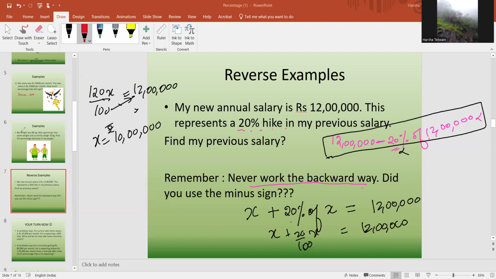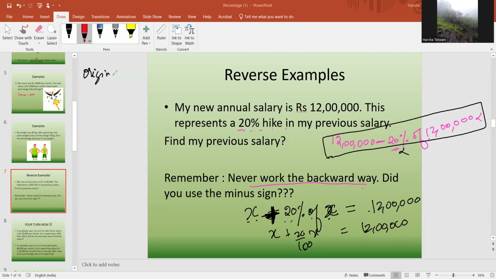Suppose you don't understand the X method, do not panic. See, the X method is you're assuming your previous salary was X. On that, a hike means a 20% hike of it happens so as to give you 12 lakh. One approach is this. Another approach is the famous 100 rupees method. Original, new. Let my original salary be 100 rupees. If I increment 20% of it, what will be the new salary? Obviously 120 rupees, isn't it? But in real life, my new salary is 12 lakh. So what was my original salary?